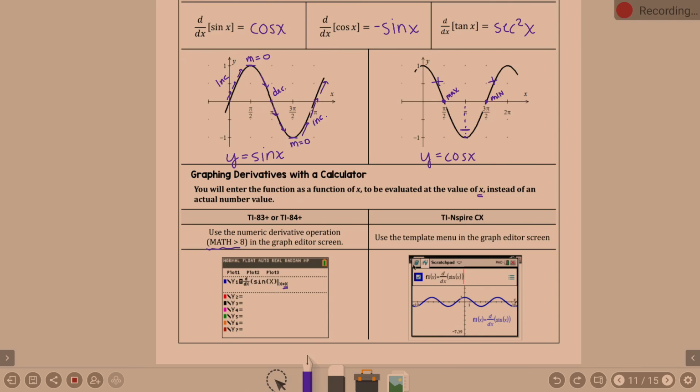Obviously, we don't use the Inspire. We're using the TI-84 Plus. Okay, anything there? Okay, two more pages.